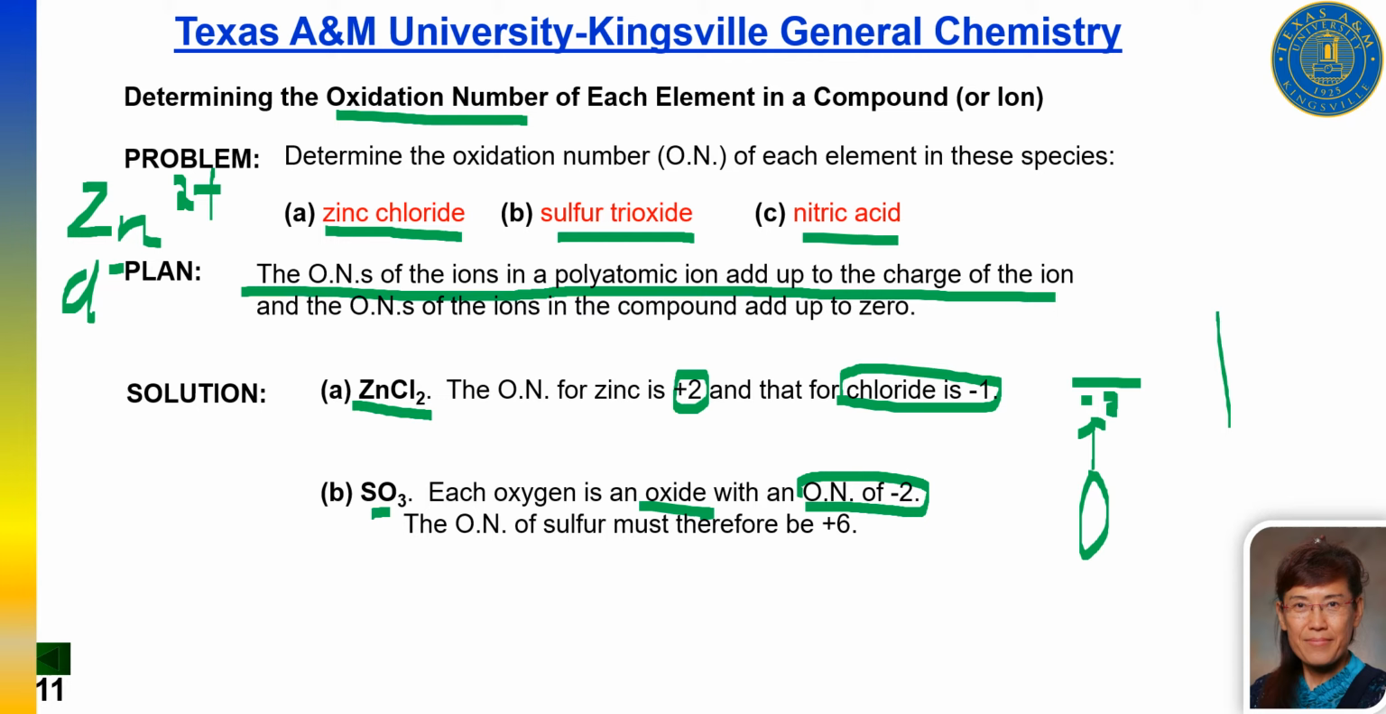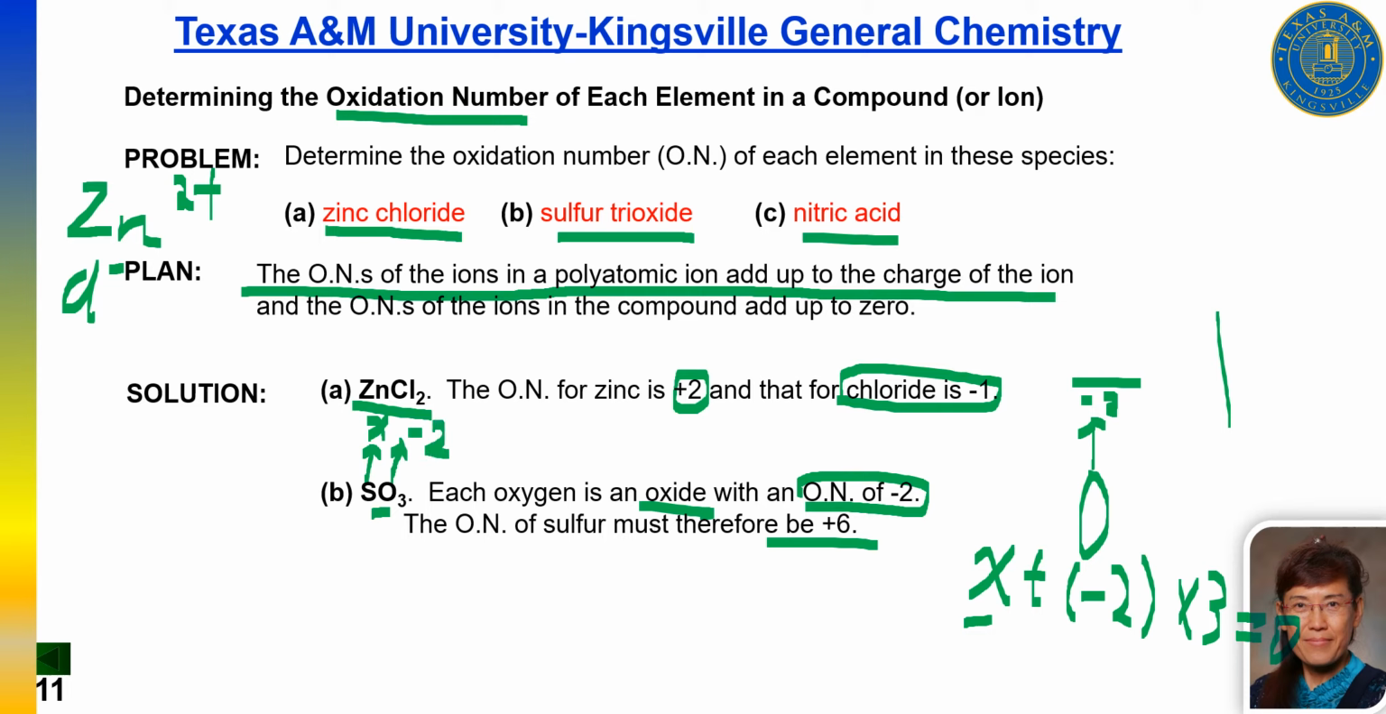Then you use the sum of oxidation numbers. Assume X is the oxidation number for sulfur, plus -2. How many oxygens do you have? You have 3, so 3 multiplied by -2, and the total equals 0. Then you solve for X, which represents the oxidation number for your sulfur. My calculation is +6. Usually, oxygen in most compounds has an oxidation number of -2.